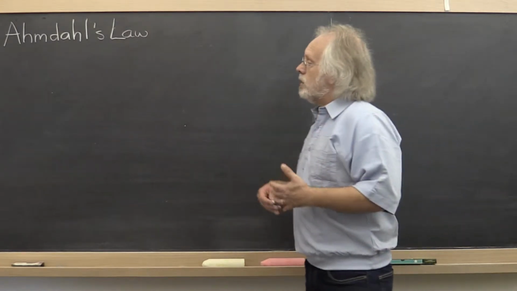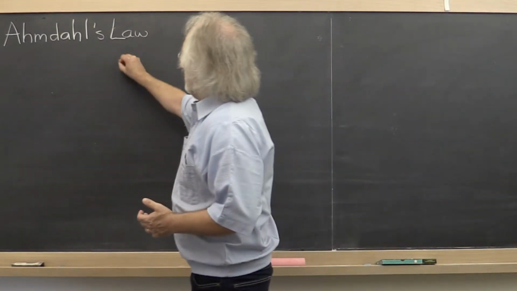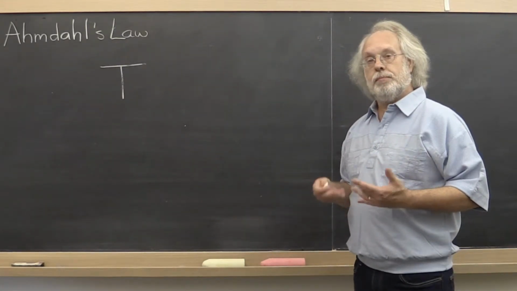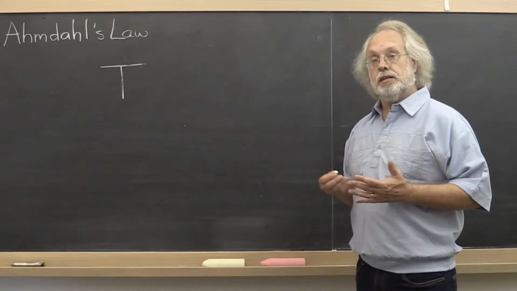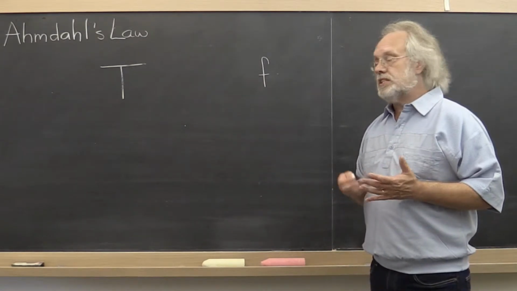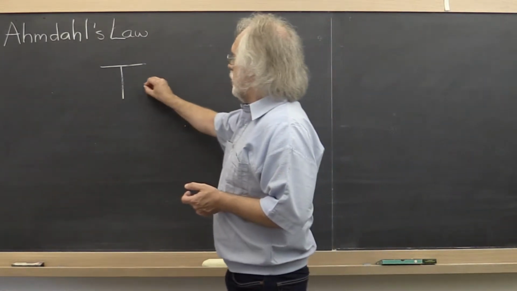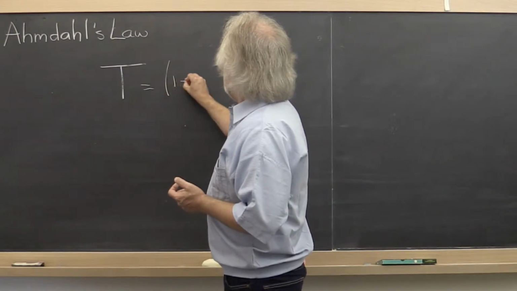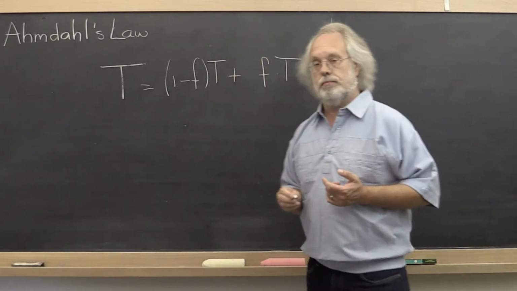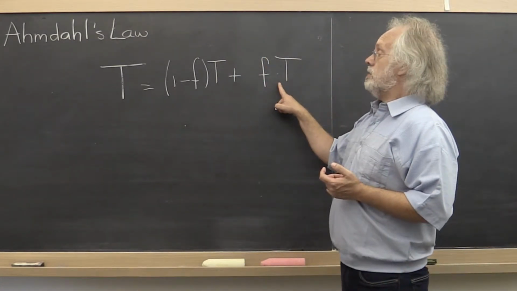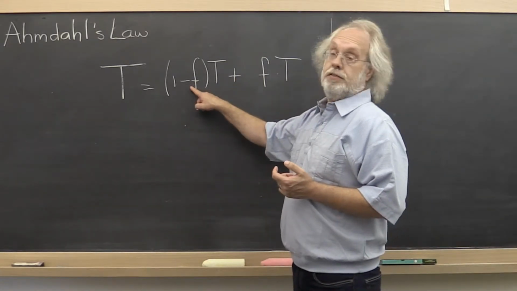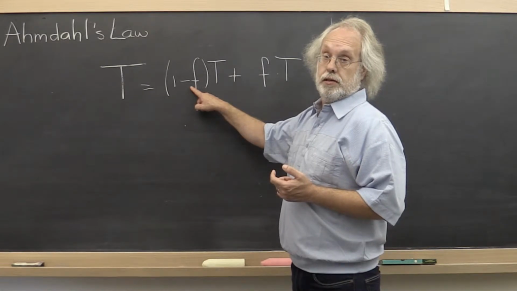Let's analyze this. What if we have a program that requires T time to complete? And what if the fraction of the time that you decide not to parallelize is f? Well, the total time can be written as (1 minus f) times T plus f times T. This is the part of the time that you decided not to parallelize. This is the part of the time that you're focusing on parallelizing.